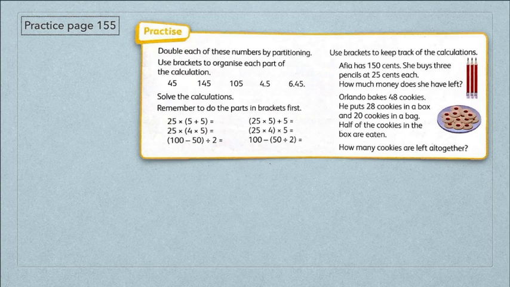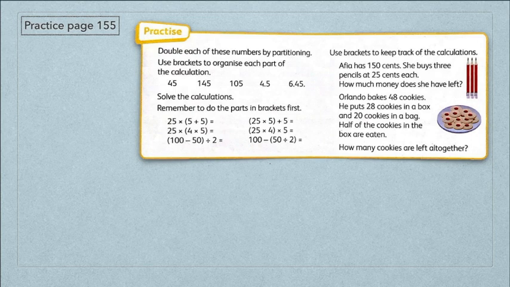The question says, double each of these numbers by partitioning. Use brackets to organize each part of the calculation. Now, according to what I told you about doubling and halving, 45 includes two parts, 40 plus 5. Now, using brackets is going to be like this.